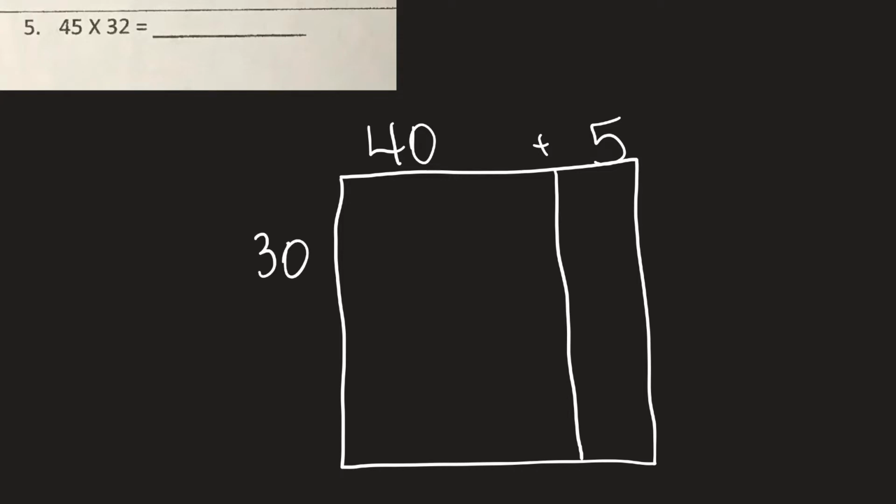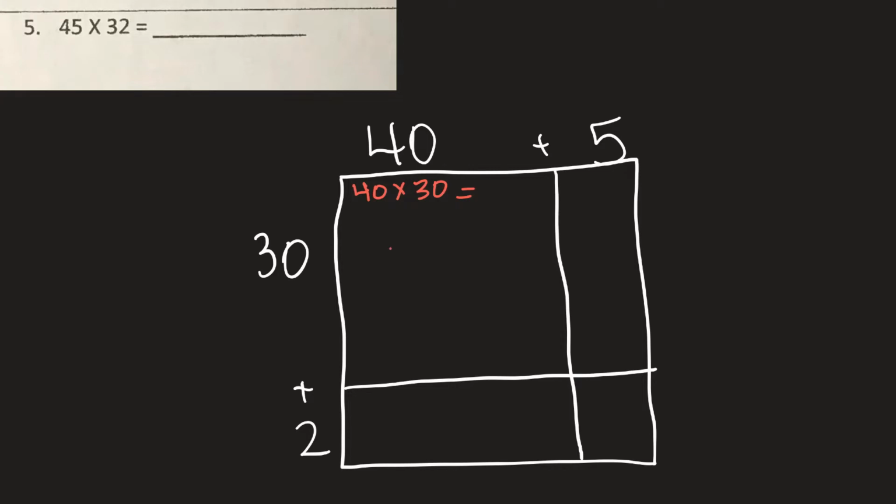Okay, so we're going to do 45 times 32 on an open array. So on the top, we're going to break apart 45. 40 plus 5. And over here on the side, we're going to break apart 32. So 30 plus 2.